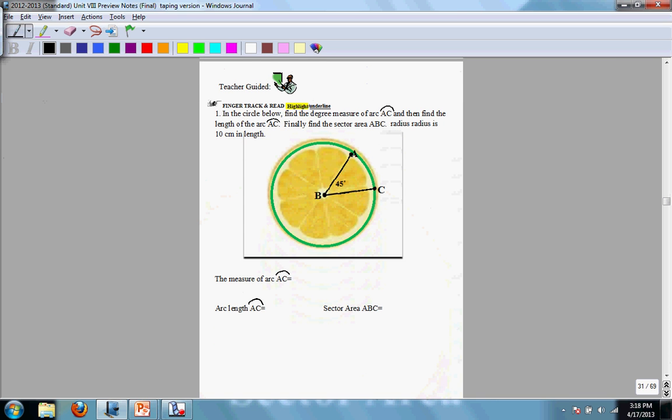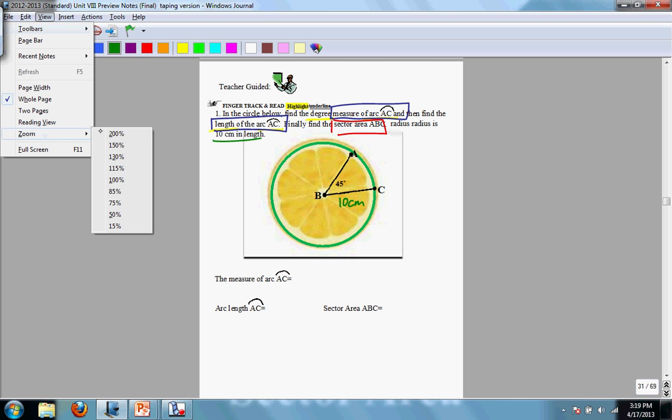So let's walk through a problem together. It says, in the circle below, find the degree measure of the arc AC, and then find the length of the arc. Remember, I told you that one of the main things you need to be able to do is tell measure versus length. Those are two different things. Finally, find the sector area. The radius we're given here is 10 centimeters, so let's put 10 centimeters in. We're doing this one together.